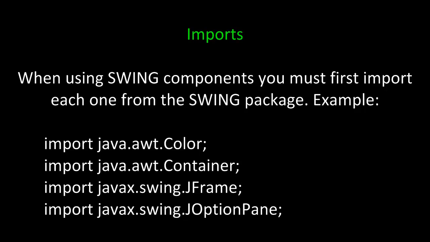This video will cover how to declare and use Swing components in a JFrame, JApplet, or applet interface. Before we do this, there are some things we have to import. Here's an example of importing different packages for a Color object, a Container, a JFrame, or a JOptionPane.